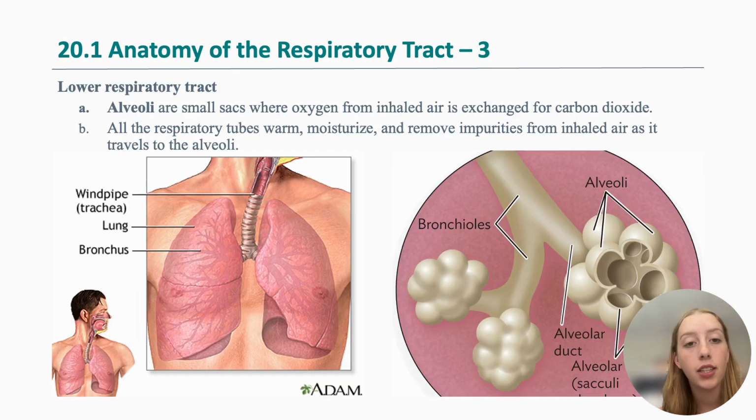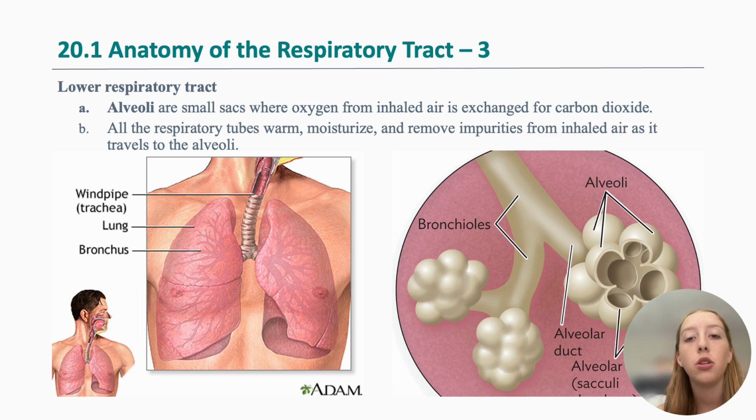Lower respiratory tract. The lower respiratory tract consists of a series of diverging tubes that eventually terminate in alveoli, small sacs where oxygen from the inhaled air is exchanged for carbon dioxide in the blood in a process called respiration. The tubes leading to the alveoli include the trachea, right and left main bronchi, bronchioles, terminal bronchioles, and alveolar ducts. Some people assign the trachea as being part of the upper respiratory tract.